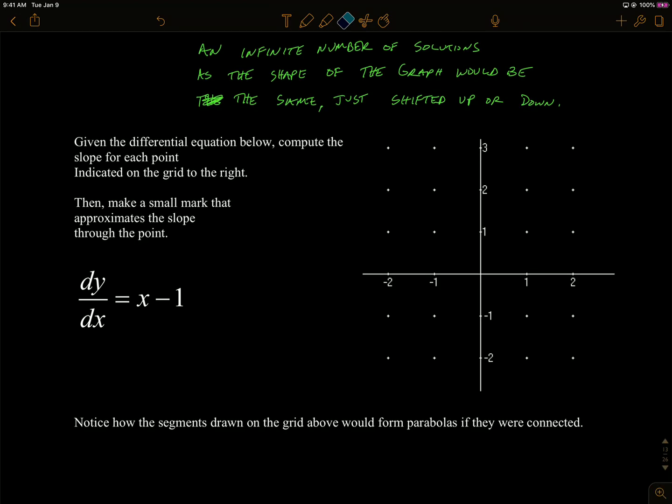Once we have our little slopes drawn, we can start to visualize what the graph might look like. I'm going to start with this point up top, which is -2, 3. Let's make a table of values, actually. It's probably going to be easier. At the point -2, 3, if I plug it into the equation, well, there is no y to plug in, but if I just plug in the x, I get a slope of -3.